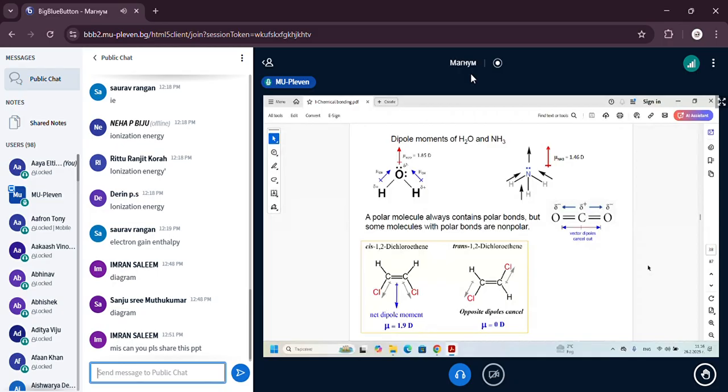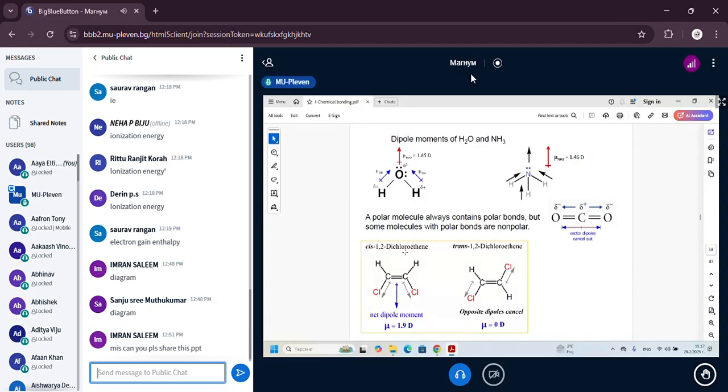So probably you could have a question: how to determine whether a given molecule is polar or non-polar? Because we already realized that having polar bonds in the molecule is not enough, not the only condition for a molecule to be polar.